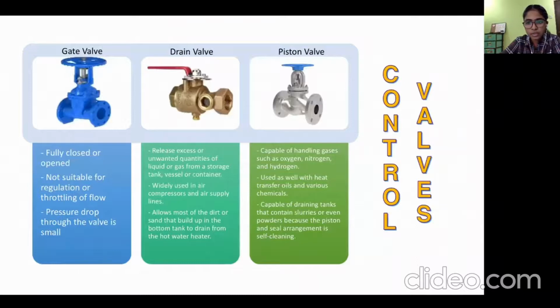And the last one is control valve. We have three, which are gate valve, drain valve, and piston valve. So gate valve is not suitable for regulation or throttling of flow. Drain valve allows most of the dirt or sand that built up in the bottom tank to drain from the hot water heater. And the last one, piston valve, is used as well with heat transfer oil and various chemicals, and is also capable of draining tanks that contain slurries or even powders.